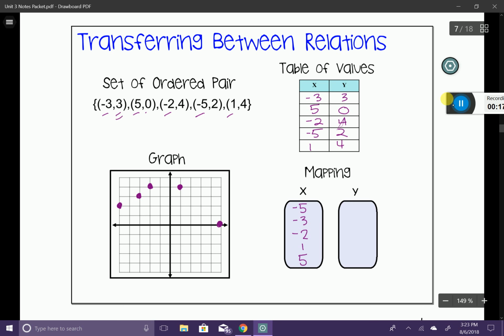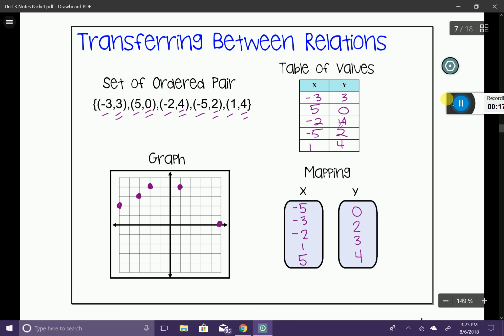My y values, let's see what they look like: 3, 0, 4, 2, and 4. You can see that my 4s repeat, so in my little egg over here, I only need to write that 4 once. You can do numerical order if you like, it really doesn't matter. So let's do 0, then 2, then 3, and then 4. Then you're just going to draw your lines with your arrows.